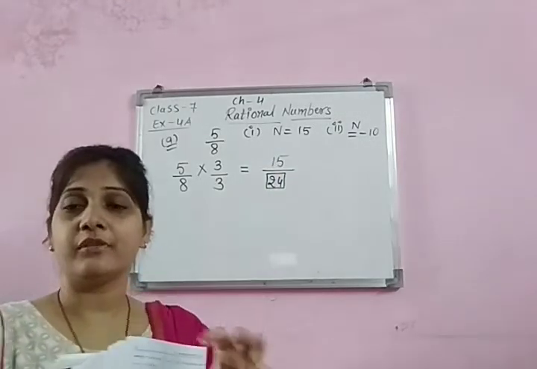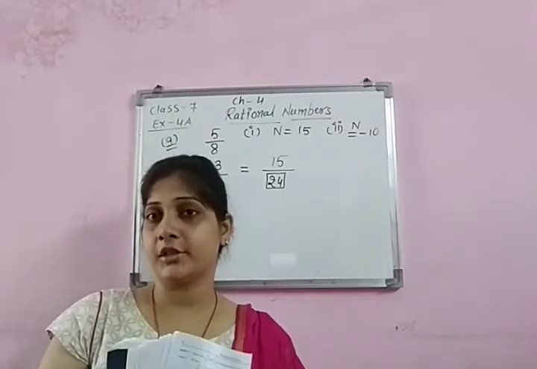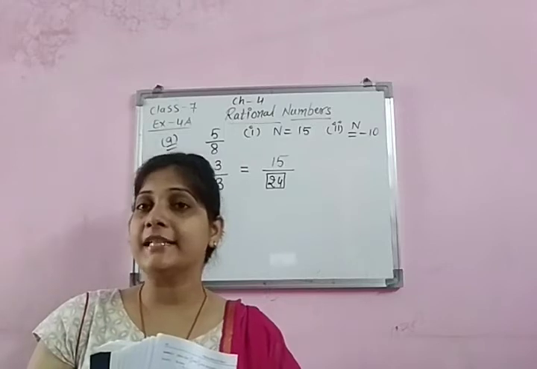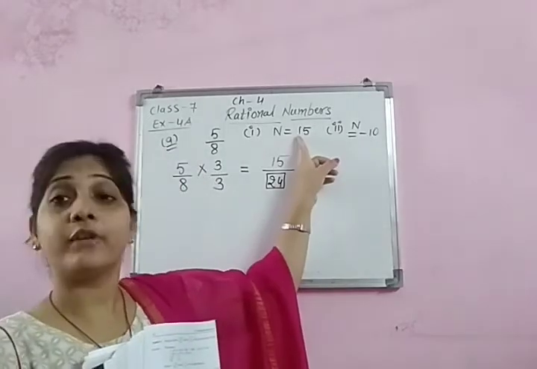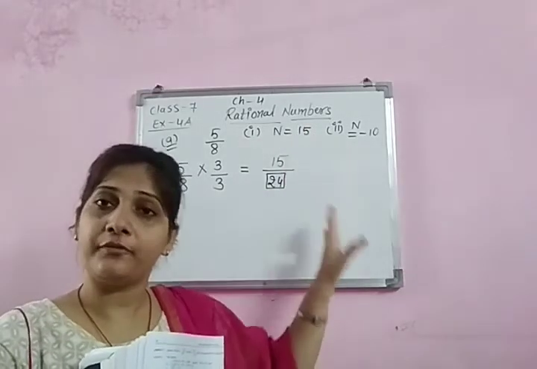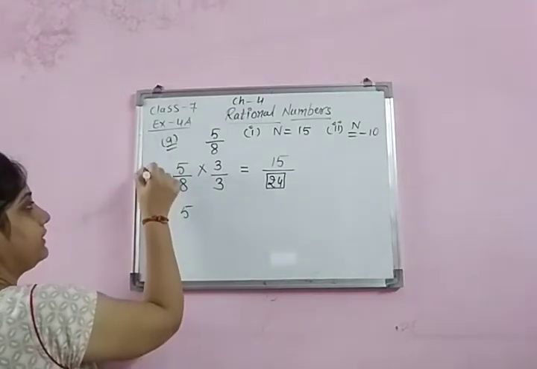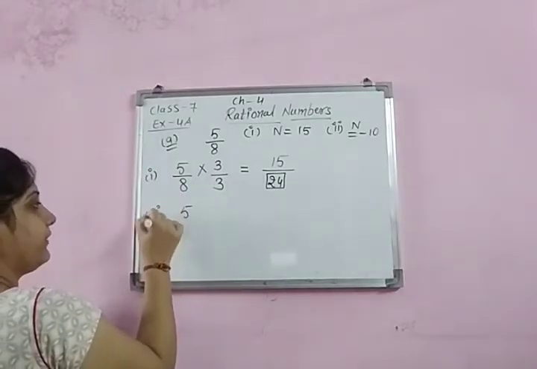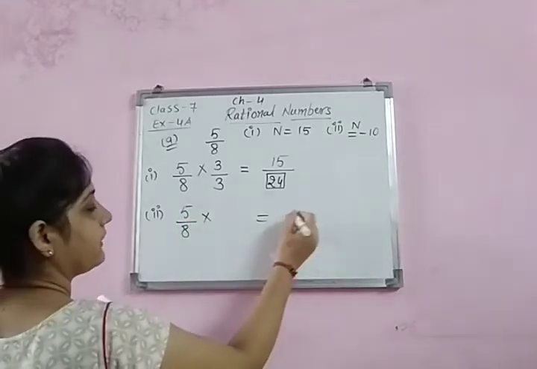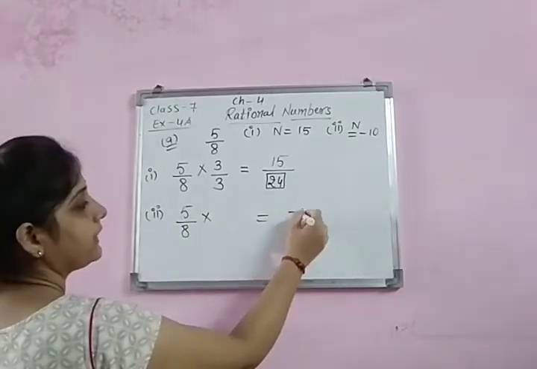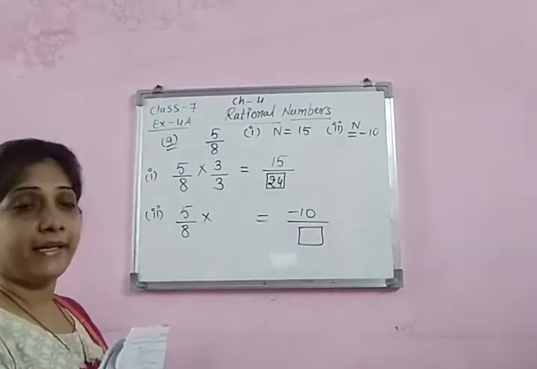Because what happened, children, if one rational number is given to us, there are so many equivalent rational numbers. Now, its condition is given कि आपको कौन सा rational number find करना है. So आपको वो rational number बताना था जिसका numerator 15 है. So we told that. Okay. Let's do the second part. In the same way, 5 by 8, we have to multiply by what number so that the numerator becomes minus 10? Am I clear? Minus 10.